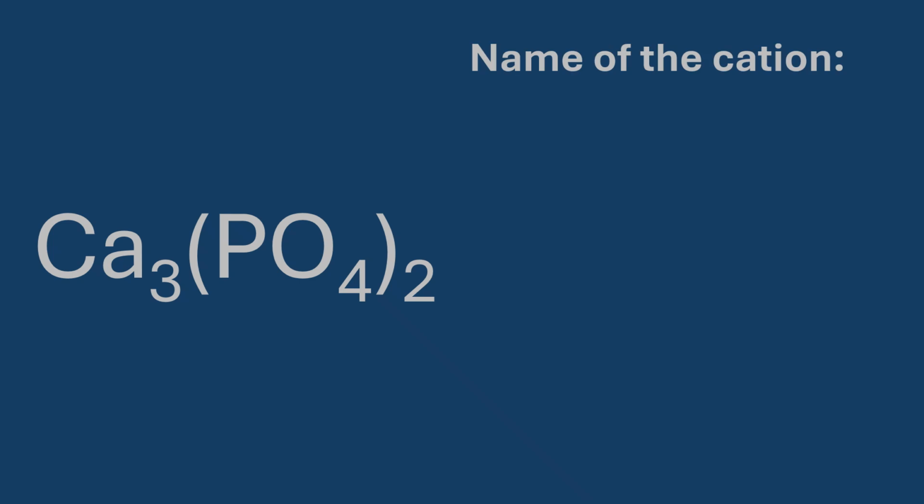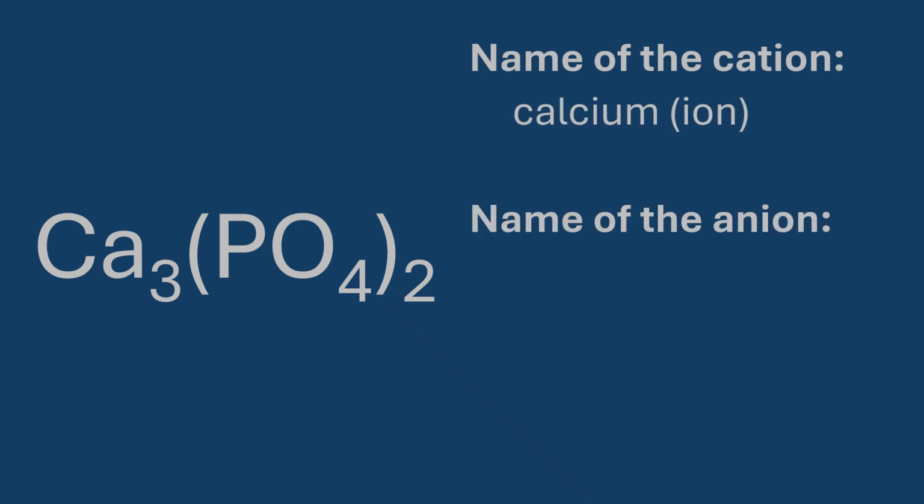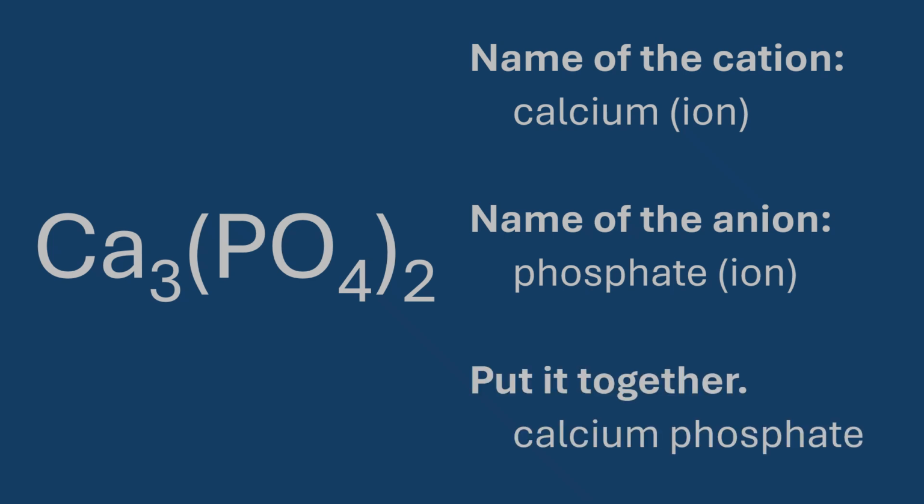Another simpler one. The cation here is the calcium cation, and the anion is the phosphate anion. This makes the name of our salt calcium phosphate. No Roman numerals, easy peasy lemon squeezy.